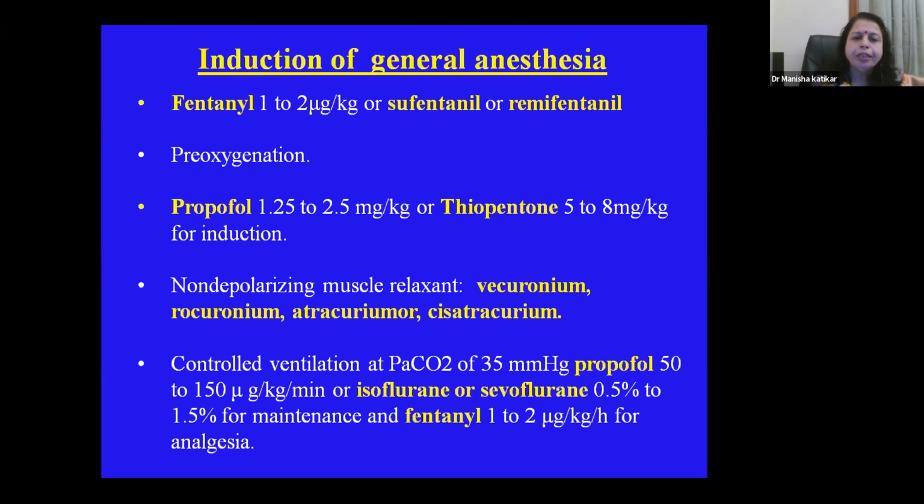You need to maintain the anesthesia with controlled ventilation. Maintain PaCO2 at around 35 millimeters of mercury. Give propofol infusion for maintenance, and if required, isoflurane or sevoflurane for maintenance of anesthesia, and top up fentanyl doses intraoperatively. Of course, you have a choice of further drugs like dexmedetomidine, now easily available, during maintenance of anesthesia.